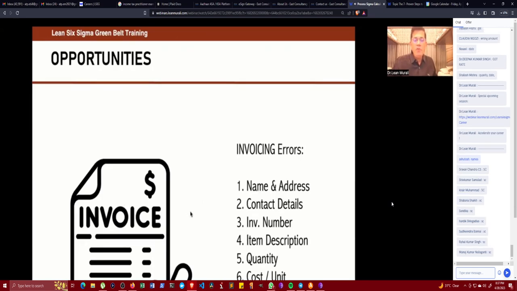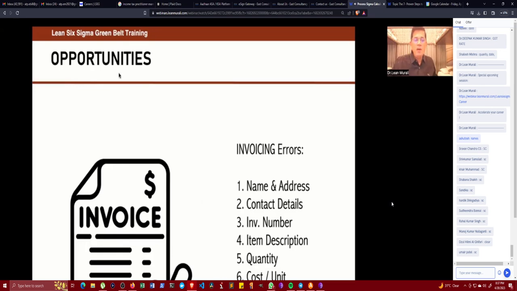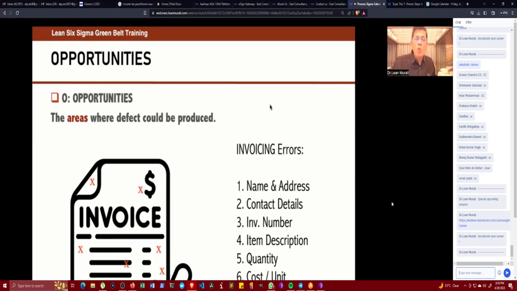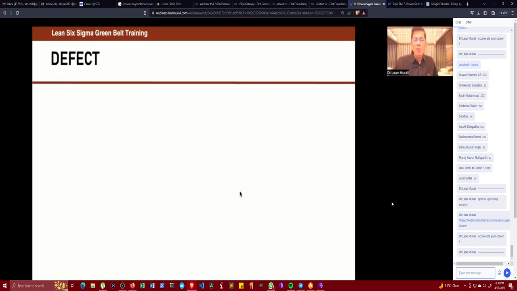How many of you are clear about this? Type SC, super clear, in the chat box. Okay, fantastic. So opportunity means the area where defects could be produced. In very simple language, the area where defects could be produced. So chances in a unit to have a defect. That is one more way of talking about opportunities.